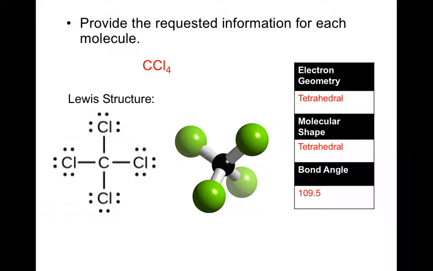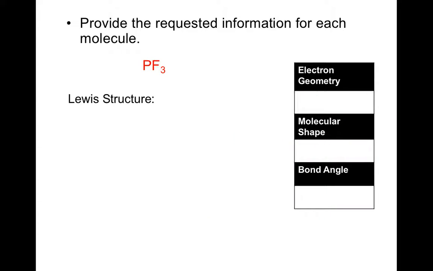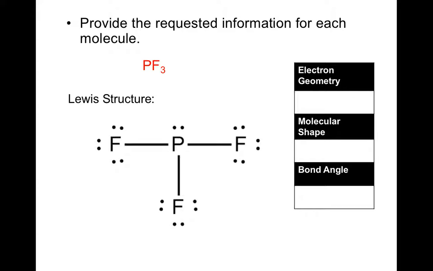Let's get another example. So here's phosphorus trifluoride. Again, I'm just going to give you the Lewis structure. Now, when we look at the number of electron groups here, remember, a bonded atom or a lone pair counts as an electron group. So this lone pair counts as one electron group. So it has 1, 2, 3, 4 electron groups. 3 of them are bonded atoms, and 1 of them is a lone pair.